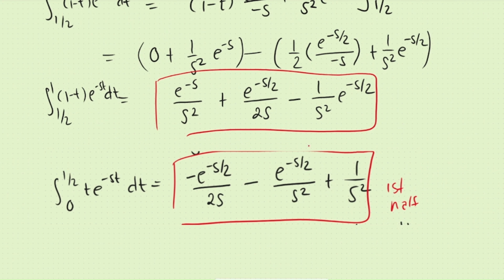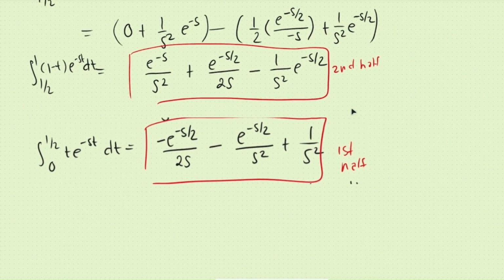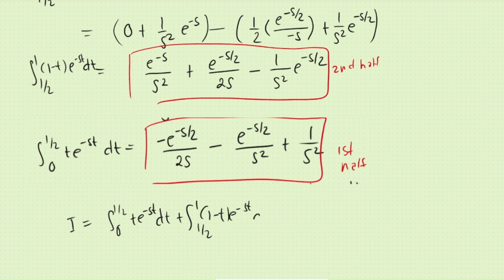So this is our first half and this is our second half, right? And what if we add those two together? Let's just add those two together. I is equal to the integral from 0 to 1/2 of t e^(-st) dt plus the integral from 1/2 to 1 of (1 - t) e^(-st) dt.